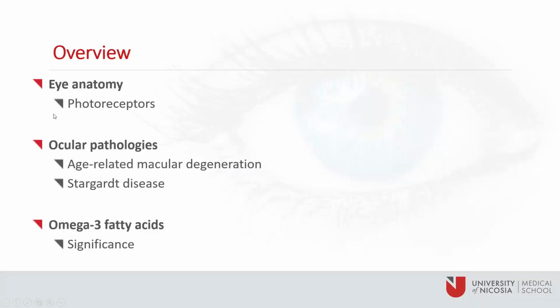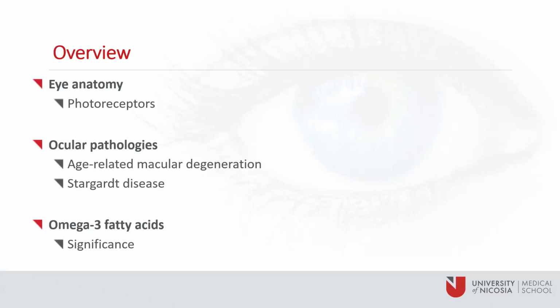Firstly, I'm going to go through the eye anatomy, very basic eye anatomy and histology, with the emphasis on the retina and the photoreceptors. Those are the most important cells of interest that relate to visual acuity. And later on, I'm going to go through the different ocular pathologies that might be associated with aging. The focus will be mainly on age-related macular degeneration and a brief account on Stargardt disease.